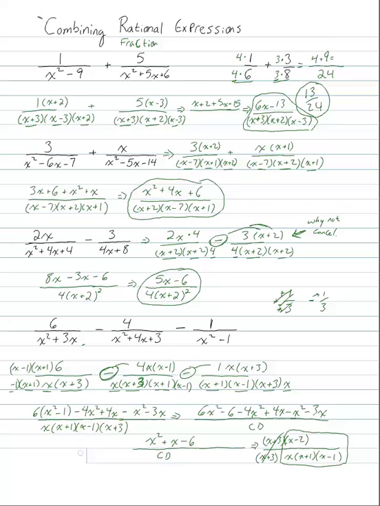So we want to go ahead and distribute and combine like terms on the numerator and just keep the denominator as it is. There's no reason to ever multiply out the denominator. As we saw in the last one, we don't want to multiply it out because sometimes it will simplify, sometimes stuff will cancel. Okay.